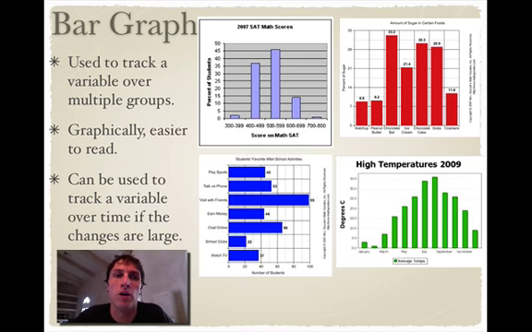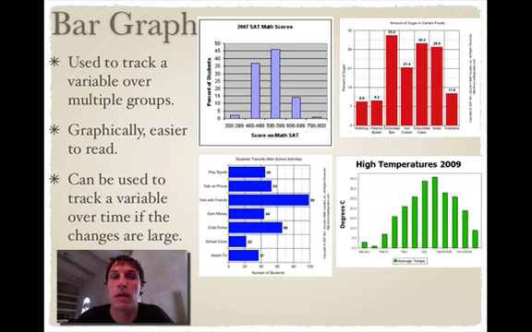Okay, so a bar graph. A bar graph is used to track a variable over multiple groups. Okay, so when you have a grouping of different things. Bar graphs are graphically sometimes easier to read than their cousins, the line graphs. And like a line graph, the bar graph can be used to track a variable over time, but only if that time variable is a large increment, like months or years. You wouldn't want to use a bar graph for seconds or minutes. You'd want to use, again, its cousin, the line graph.